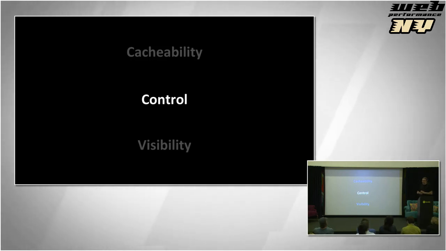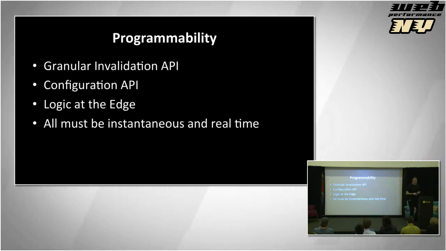Now, that's a really good segue to the control concept. So again, we have three pillars, right? We had cacheability, we had control, and we had visibility. So instant purge is a really good example of control over your cacheability. But there's more. We want general programmability over our CDN, which means we should expect configuration APIs. We should have a programmatic interface to communicate and interact with the CDN.